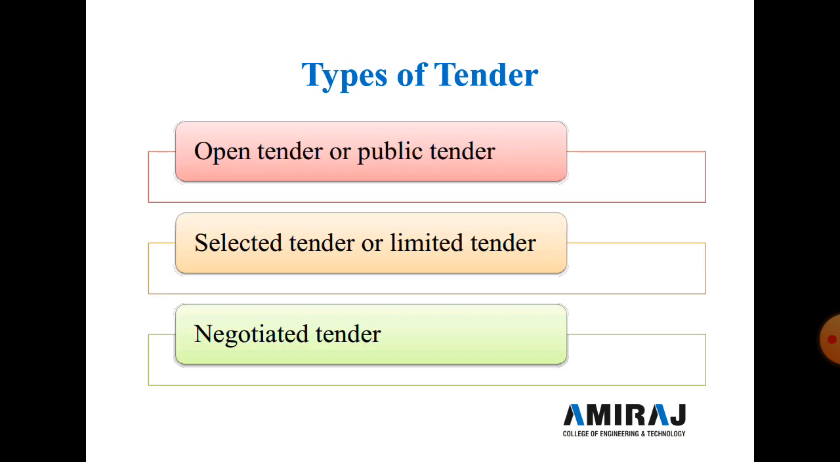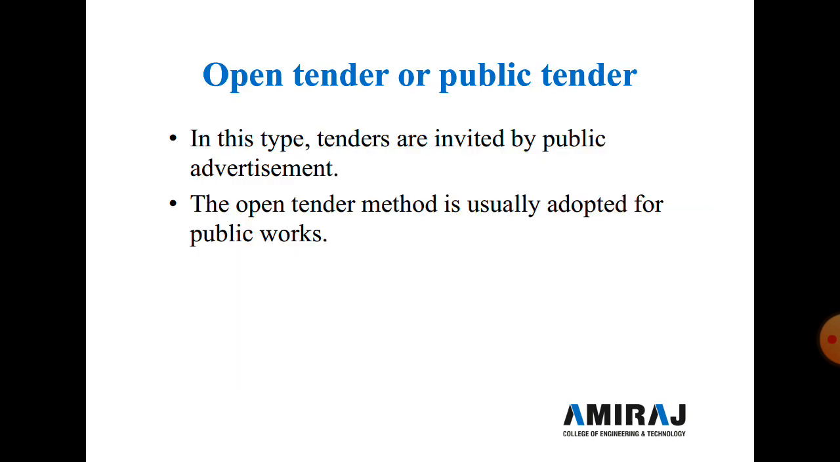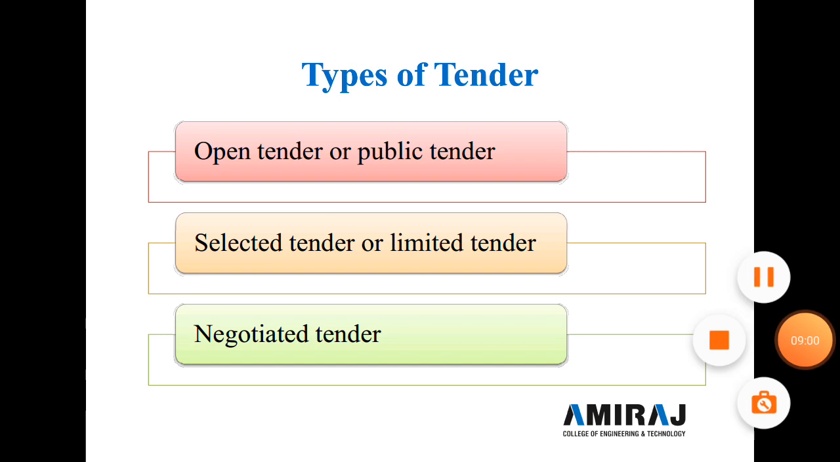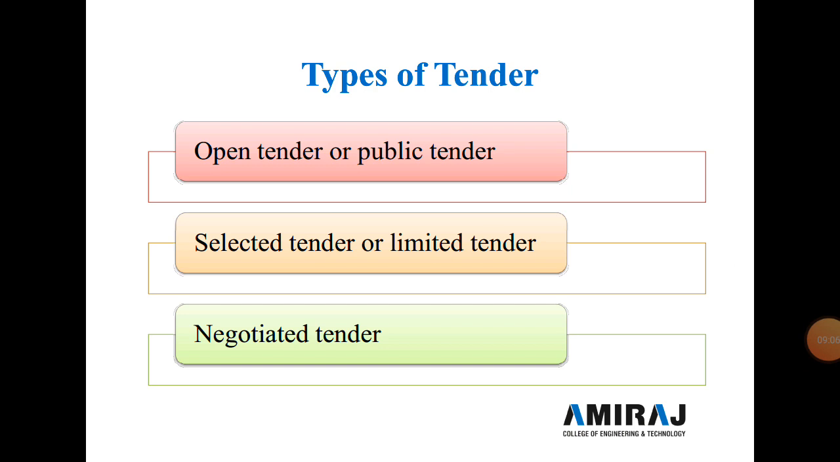Now we start the next point, types of tender. So here generally three main types of tender are there. First one is open tender, another name is public tender. Second one is selected tender or limited tender, and third one is negotiated tender. So one by one we discuss what is open tender, what is selected tender, and what is negotiated tender. So let's start with the first one, open tender.